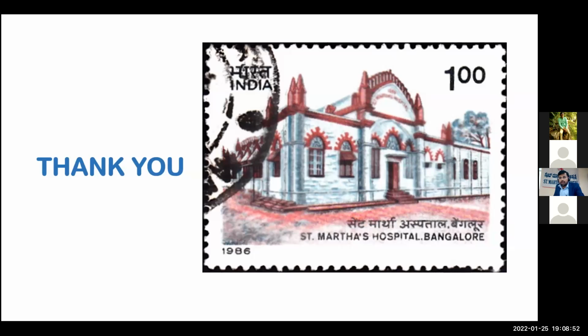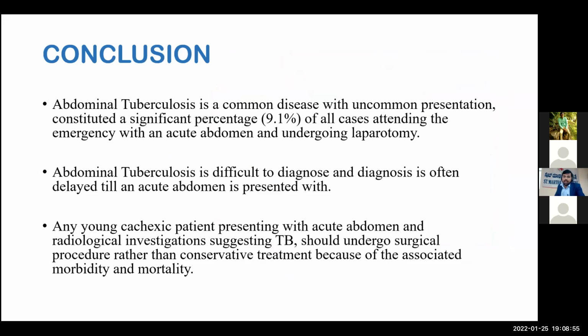What is the take-home message from your paper? Any young patient presenting with acute abdomen, a high suspicion of TB should be considered. And rather than waiting, even if the CT shows a partial obstruction, it is better to undergo a surgical procedure rather than conservative management.